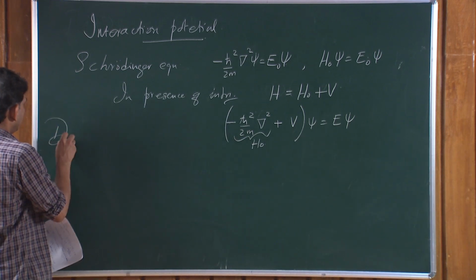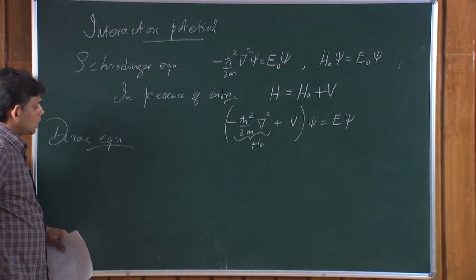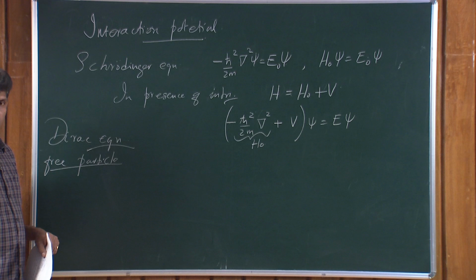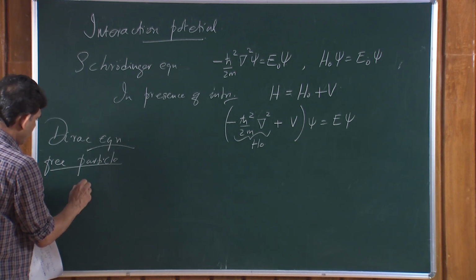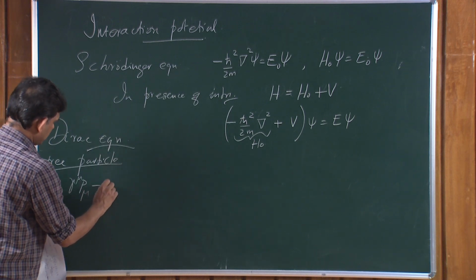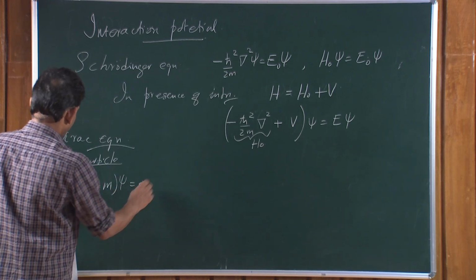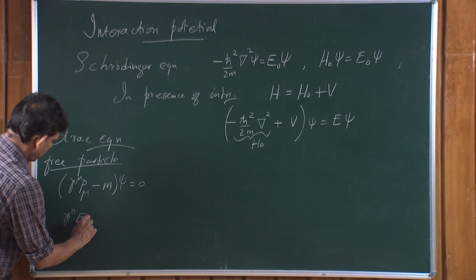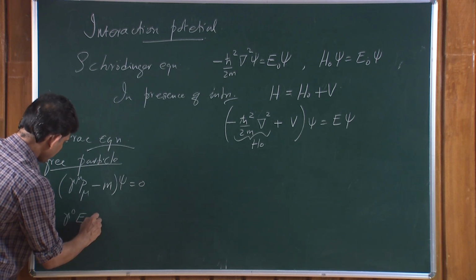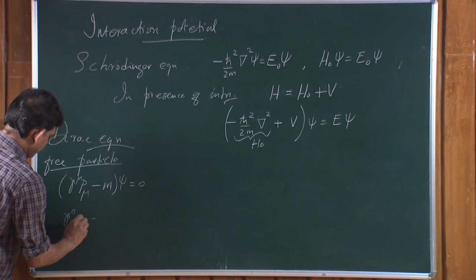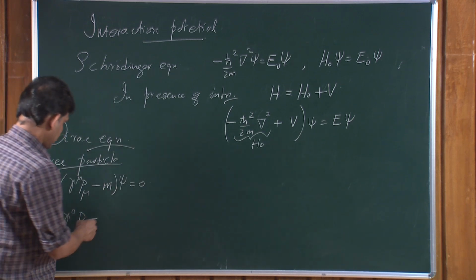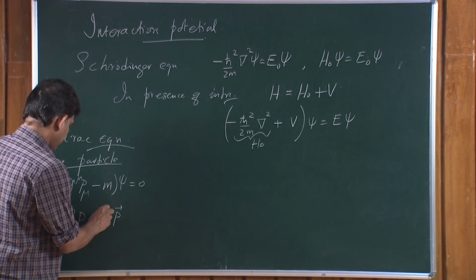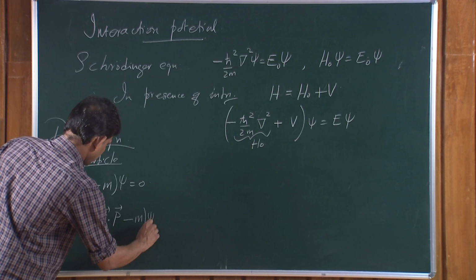So, let us see what happens in the case of the Dirac equation. Dirac equation, free particle. For a free particle, I have p mu gamma mu minus m psi equal to 0. Let me split this into the energy term and the momentum term. So, that is gamma 0 P 0, minus, P 0 is essentially the energy, the 0th component. Then you have the dot product of the 3-vector gamma and P, minus m, psi equal to 0.